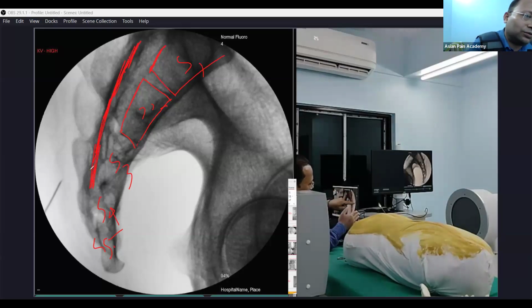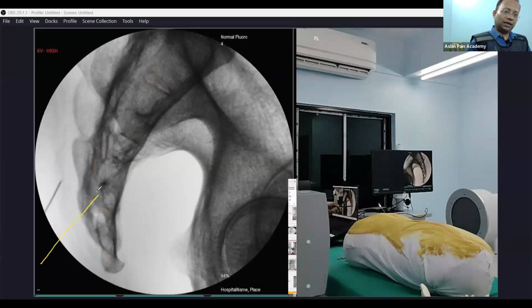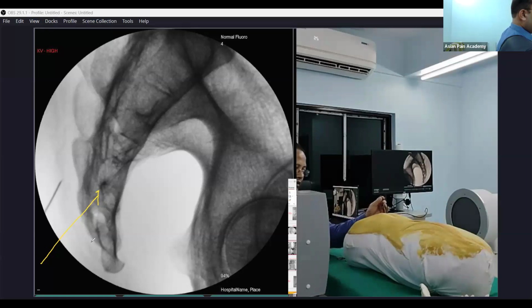So where is the epidural space? The epidural space is here, in this area. This plane is the epidural space. So my needle should have come like this. Here I have to enter in this area. So I will remove the needle and I will go much deeper.